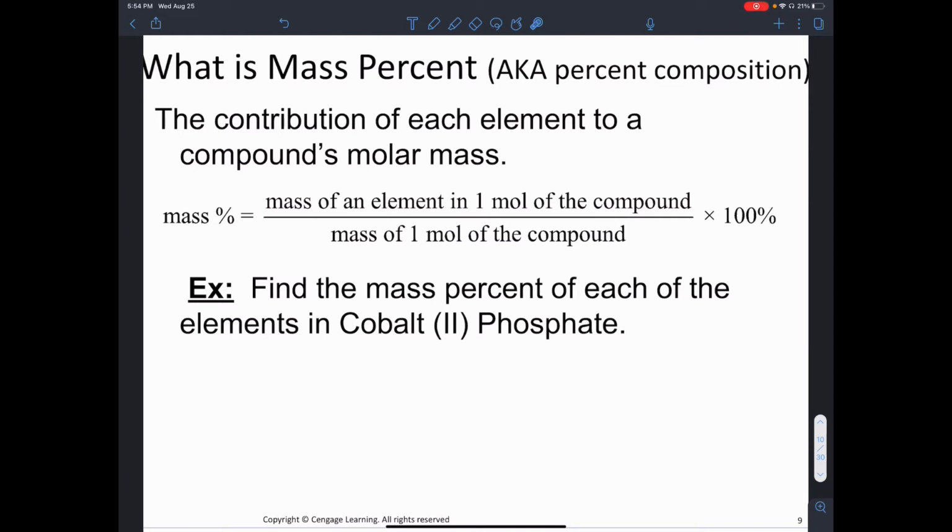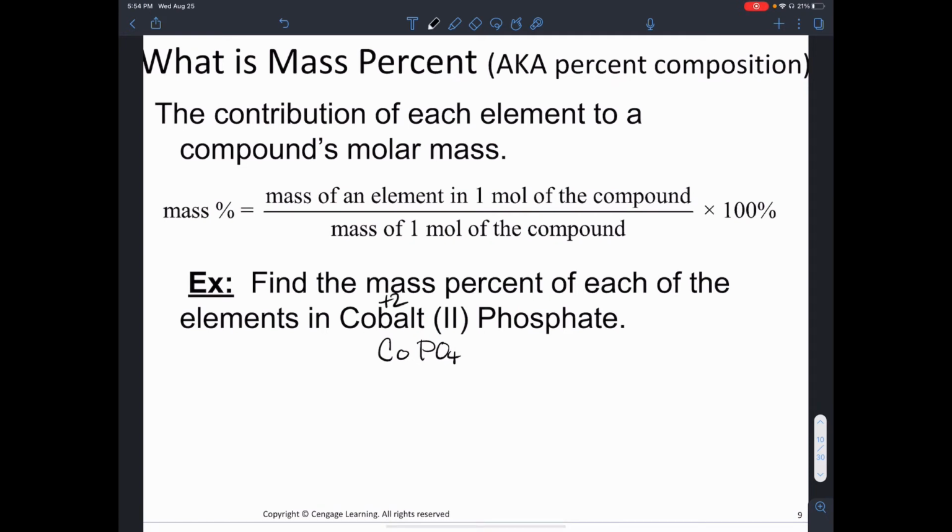Find the mass percent of each element in cobalt(II) phosphate. So cobalt(II) phosphate, that's a polyatomic. Let's check the charges. The Roman numeral 2 lets me know this is cobalt plus 2, and when I check my periodic chart, I see that the polyatomic ion phosphate has a -3 charge. A plus 2 and a -3, so that means I'm going to need 3 of these for every 2 of those. That's cobalt(II) phosphate.